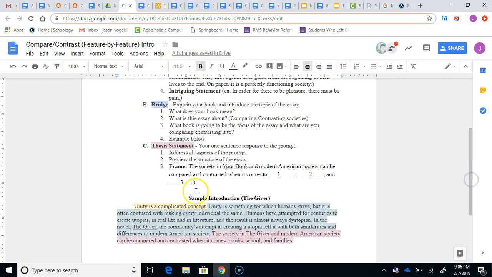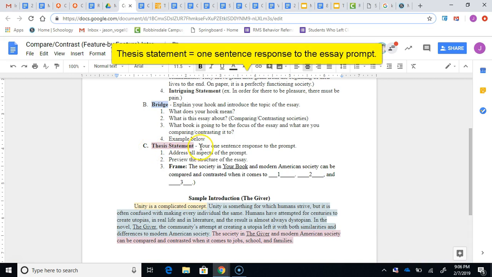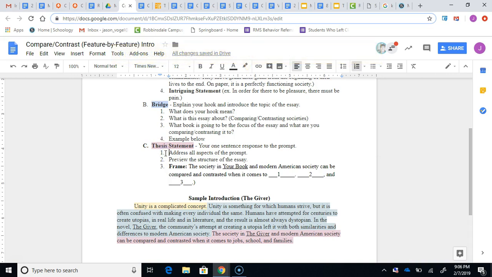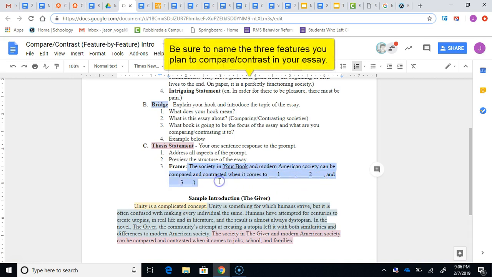The final and most important part of your introduction is the thesis statement. This is your one-sentence response to the prompt. You need to make sure you address all aspects of the prompt and preview the structure of the essay. If you use this frame, you will get that job done. The society in your book, you're going to name your book, and modern American society can be compared and contrasted when it comes to blank, blank, and blank.